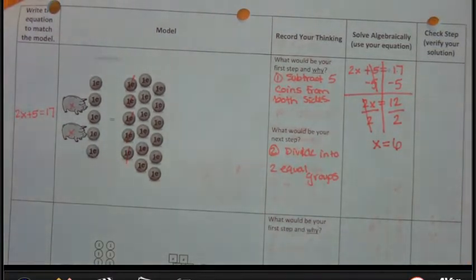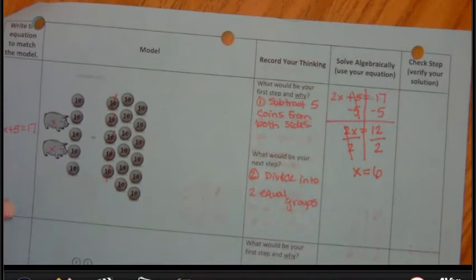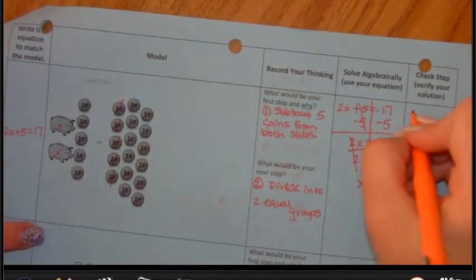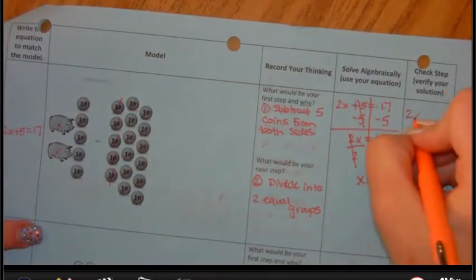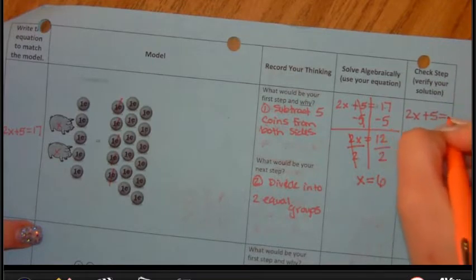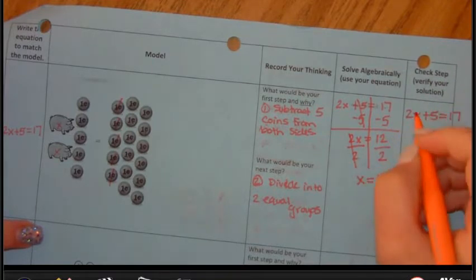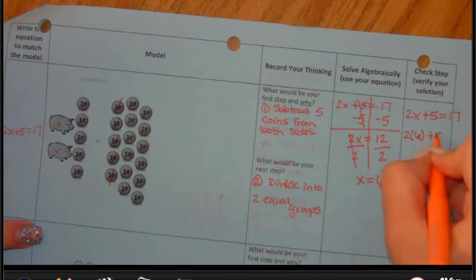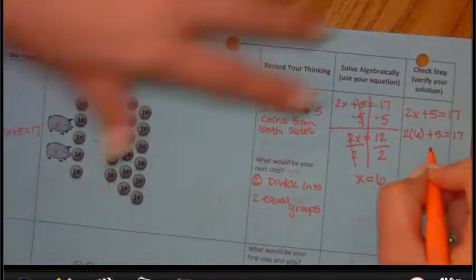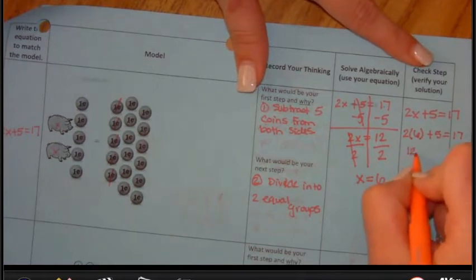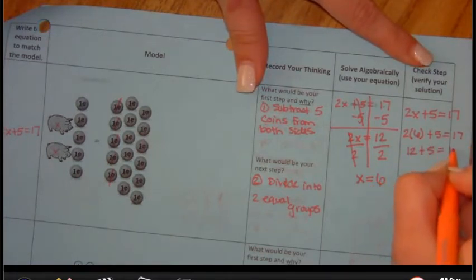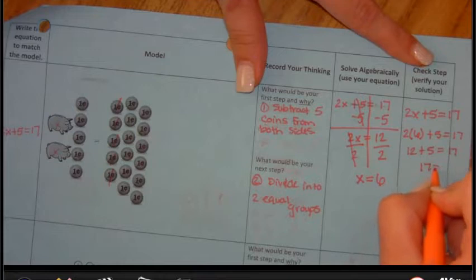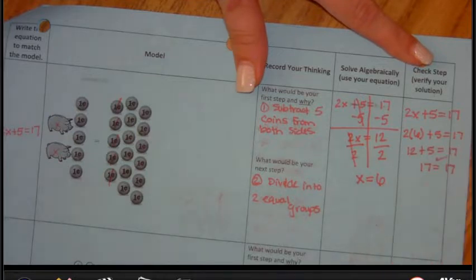So let's go ahead and go back and check this. Everywhere I see an x, I'm going to rewrite my equation. Everywhere I see an x, I'm going to write a 6. Plug 6 back into x, so 2 times 6 plus 5. I'm going to see if that equals 17. Well, 2 times 6 is 12 plus 5 more. And does this equal 17? And it does.